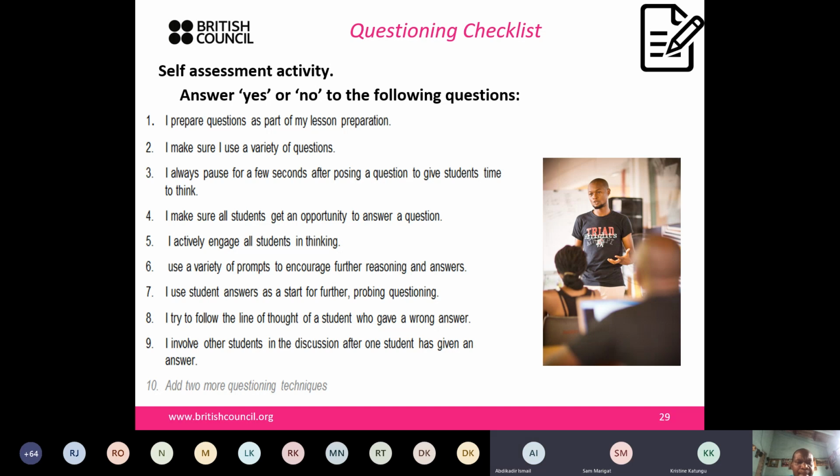And then number 7, I use students' answers as a start for further prompting questions. When the students give you their answers, do you reform it again to say, okay, you said River Nile is the longest river. Why do you think so?